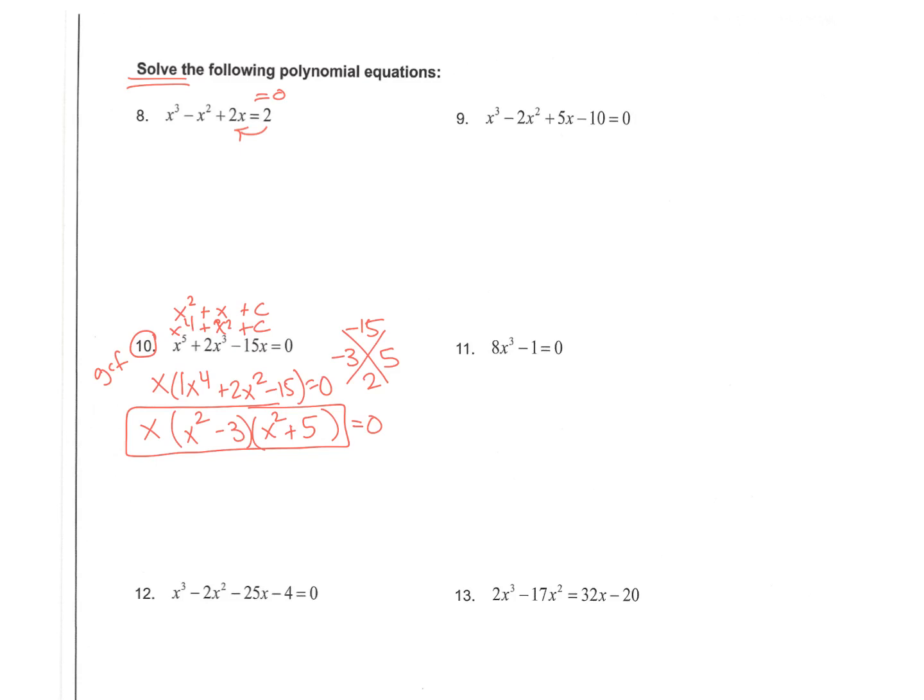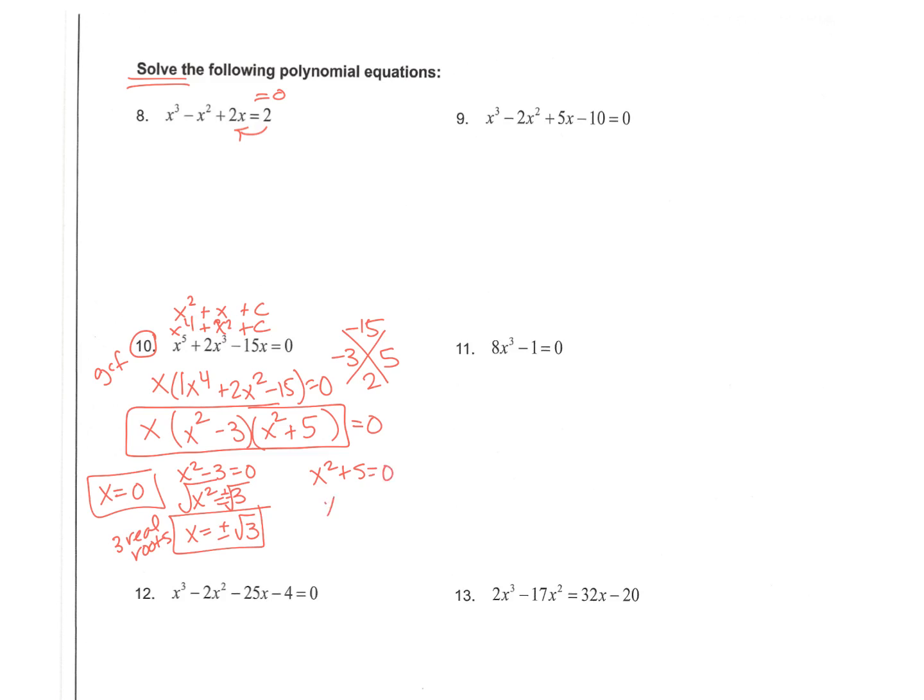However, this question says to solve. So I need to solve this problem. The x on the outside gives me x equals 0. X squared minus 3 equals 0 gives me x squared equals 3. And when I take the square root of both sides, I get x equals plus or minus the square root of 3. So this right here is 3 real roots, because plus or minus square root of 3 is just a decimal on my x-axis. So now let's do my x squared plus 5 equal to 0.